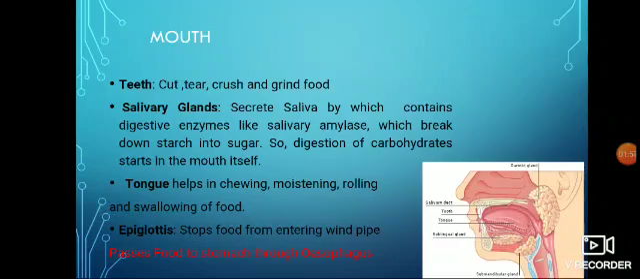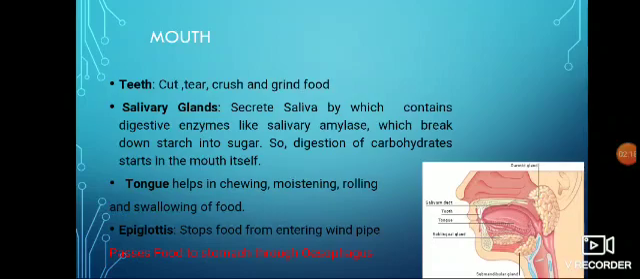Then the tongue. The tongue helps in chewing, moistening, rolling, and swallowing of the food. Then there is a small organ called the epiglottis. The epiglottis helps prevent food from entering the windpipe. It is present at the bottom of our mouth.